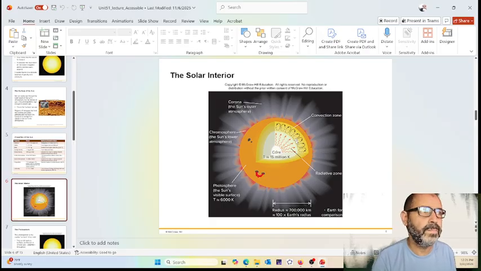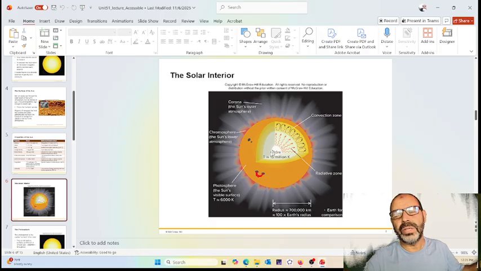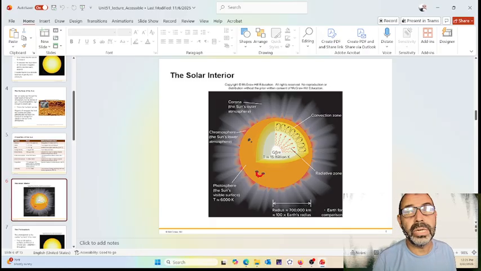convective zone. And the core itself is where all the action is happening. That's where the energy is produced. That's the one that has 15 million Kelvin. So you go from 15 million Kelvin down to about 5800 Kelvin. That's basically how the sun is. Okay.